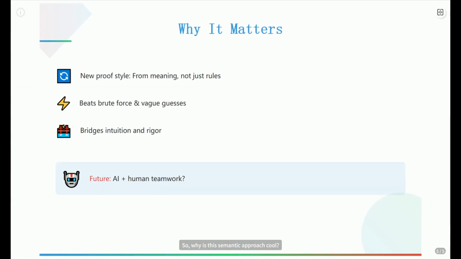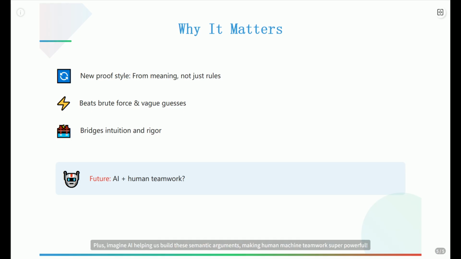So, why is this semantic approach cool? It's a whole new way of thinking about proof. Instead of just blindly following formal rules like a robot, it starts with meaning. It helps us avoid getting lost in endless case checking, or those proofs that say something exists without telling us how. It connects our gut feeling, our intuition, with rigorous logic.